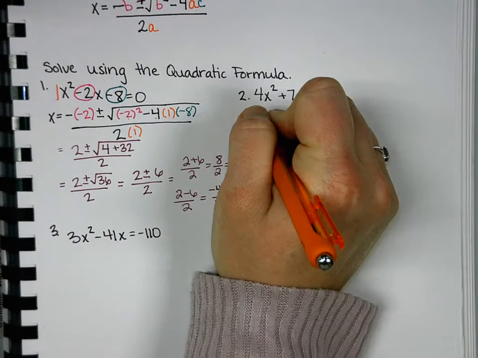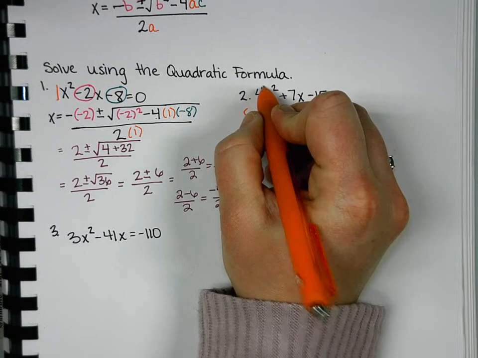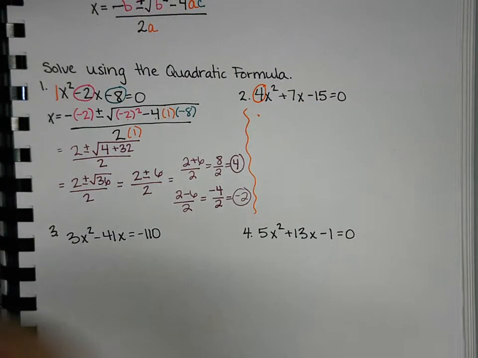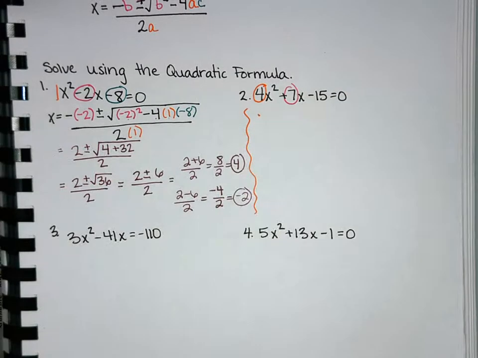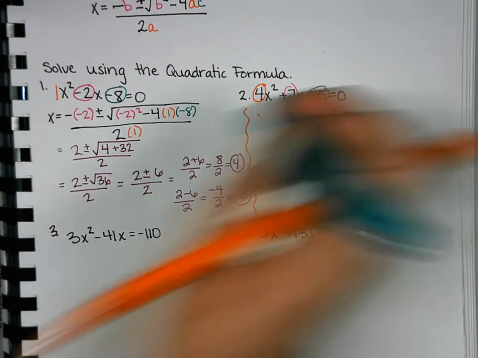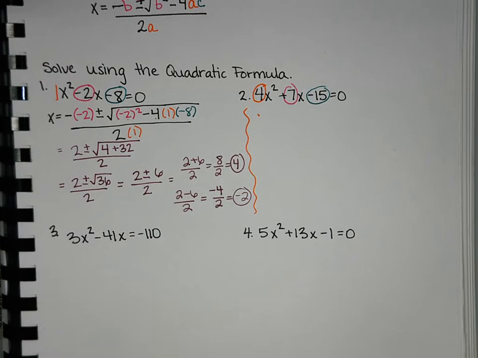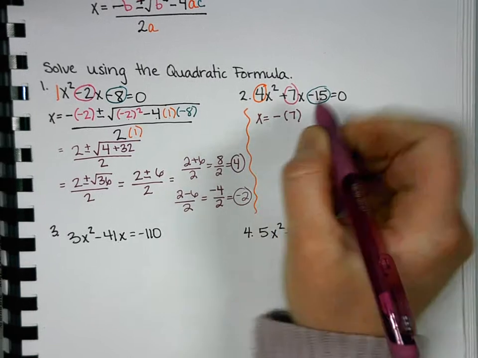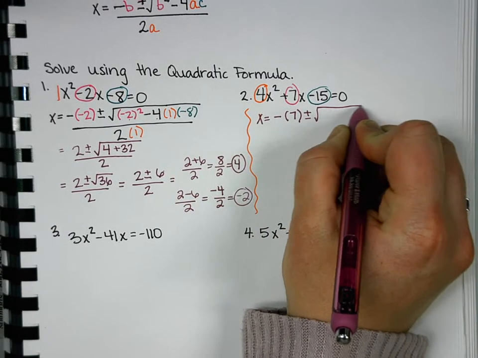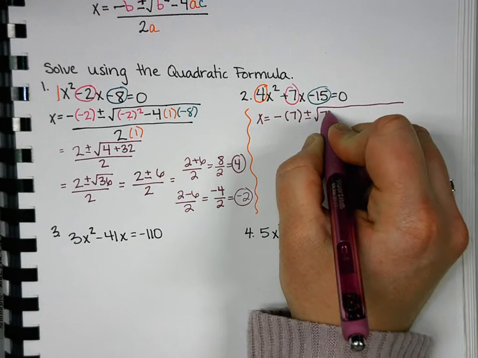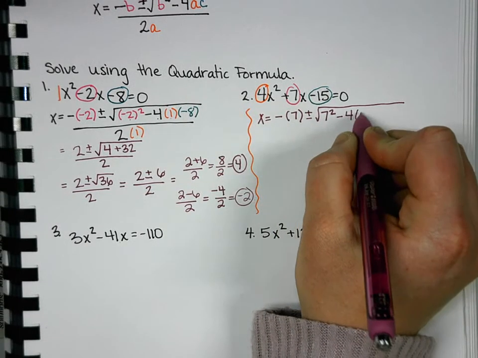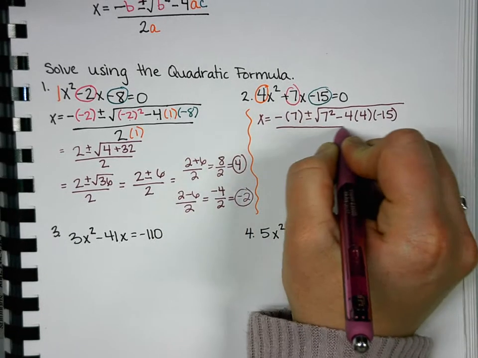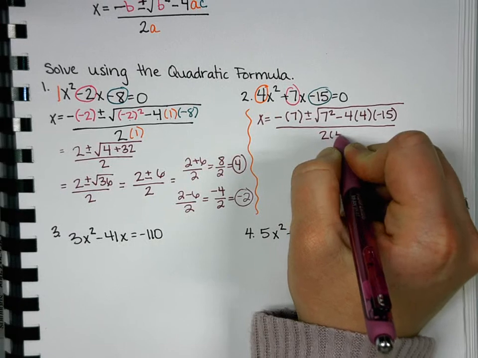Okay, so what's our A? 4. What's our B? 7. What's our C? -15. Okay. So we have x equals negative b, so negative 7, plus or minus the square root of 7 squared minus 4 times negative 15, all over 2 times 4.